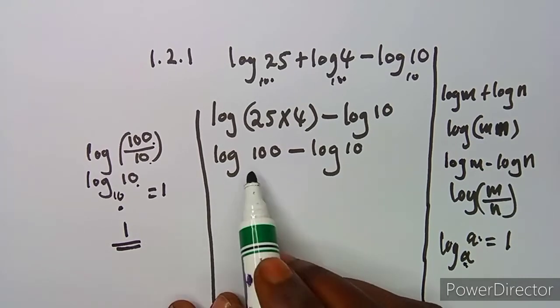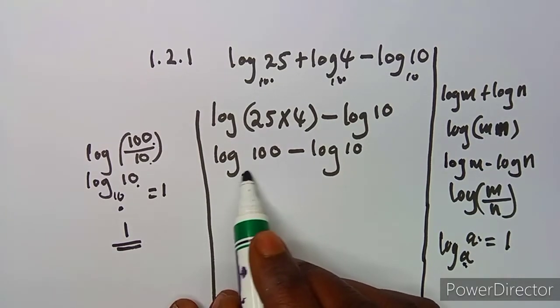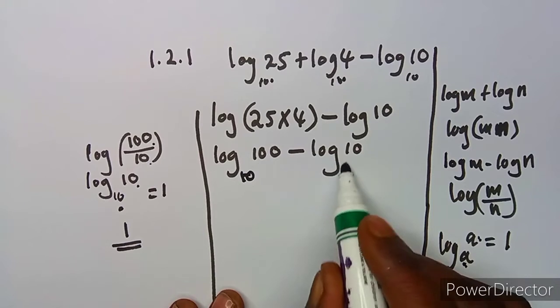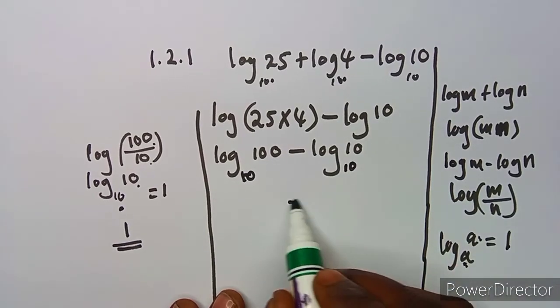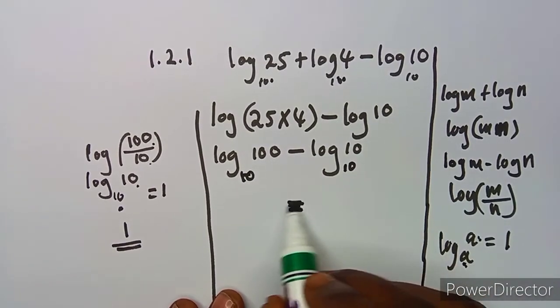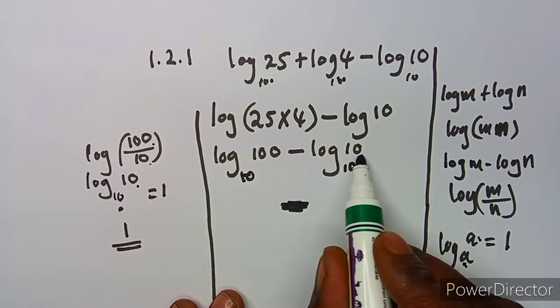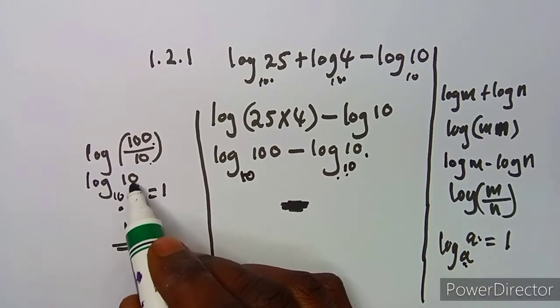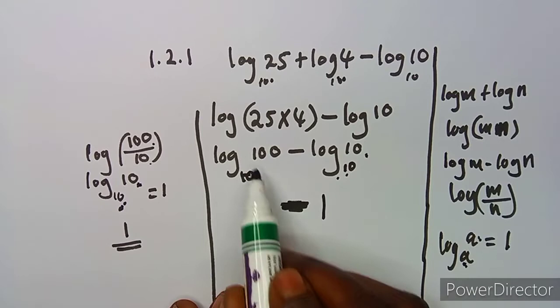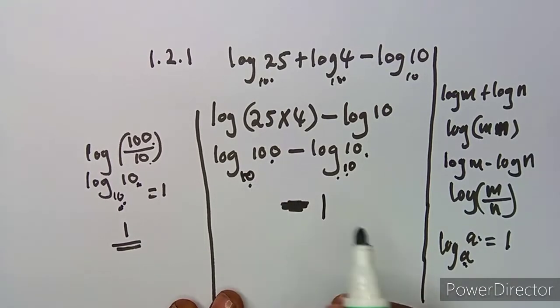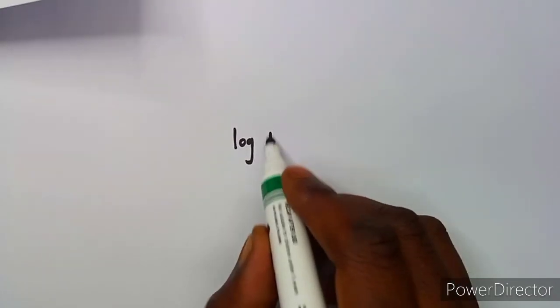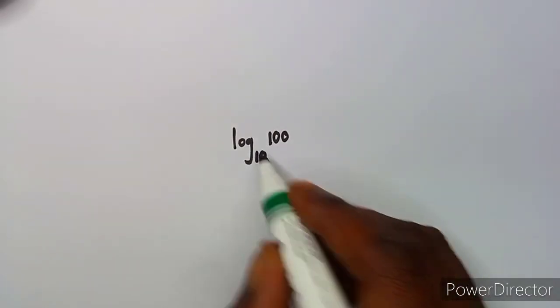Or you could have simplified this part first. Log 100 in base 10, and log 10 in base 10. Already we said log 10 base 10 is 1. Now you simplify log 100 base 10. How do you simplify the logarithm of 100 in base 10?